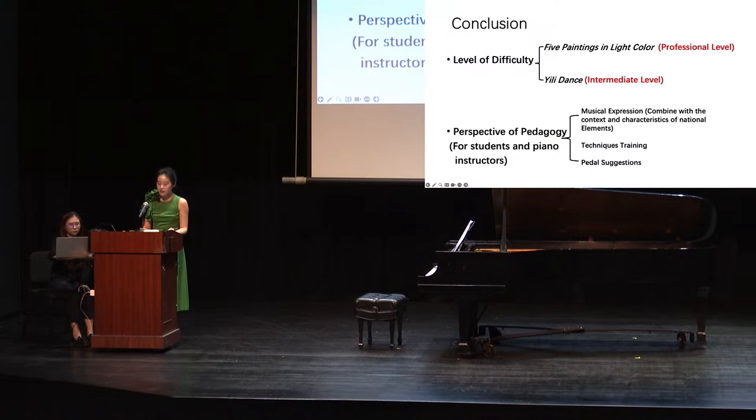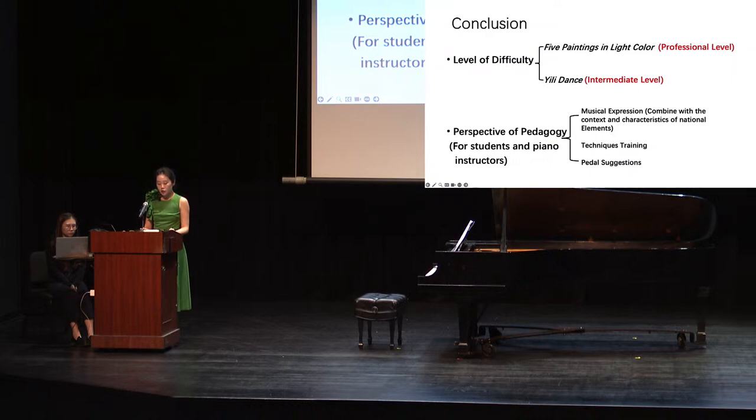In the two different genres of works studied in this research, Gong Xiaoting's compositional style is diversified with different aesthetic and compositional characteristics. In my research, I mainly demonstrated how Gong Xiaoting uses the musical language and her own compositional strategy to reflect her interpretation of symbolism and express the spread of literary music through her Five Paintings in Light Color. Also, I explored her innovative ways to integrate the folk musical element into traditional technical fugue form through Yili Dance.